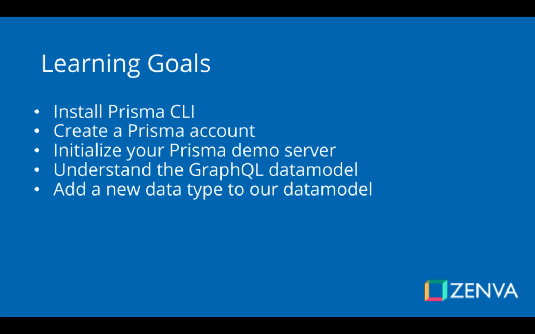In this first lesson, we're going to learn a little bit about Prisma and GraphQL as a whole. We're going to install the Prisma utility so that we can initialize our Prisma data server, and we're going to go through exactly how the GraphQL data model works. And finally, to wrap it all up, we're going to add a new data type to our data model, so that way we can see how to add more types.